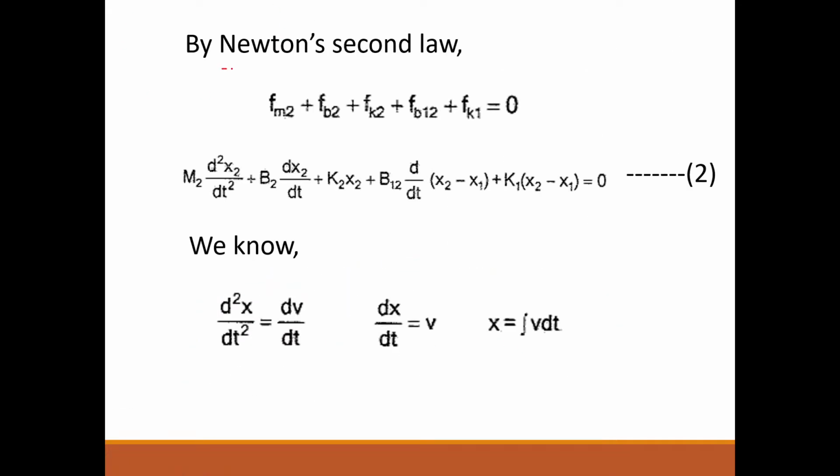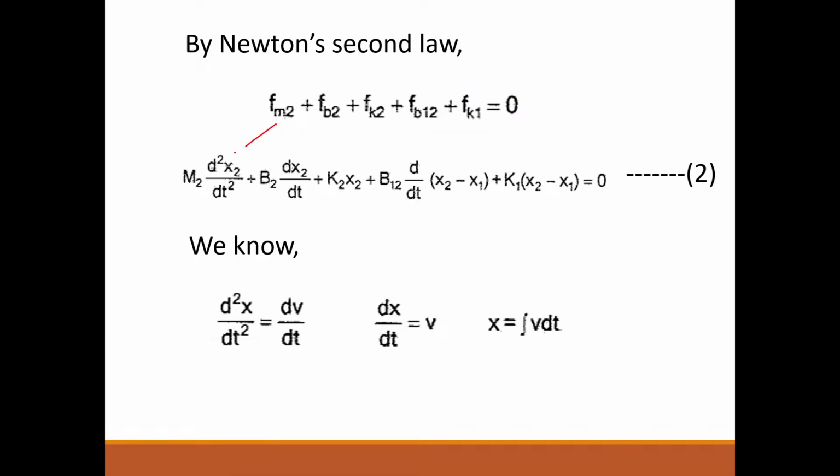So by applying Newton's second law, applied force is 0. So 0 is equal to what? Opposing forces. What are the opposing forces? Fm2 plus Fb2 plus Fk2 plus Fb12 plus Fk1. Okay, these are the opposing forces.